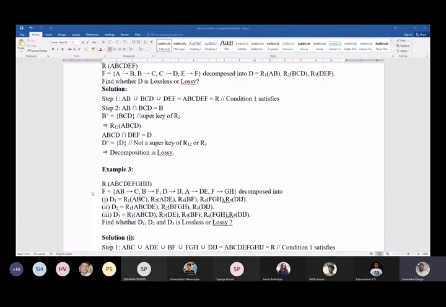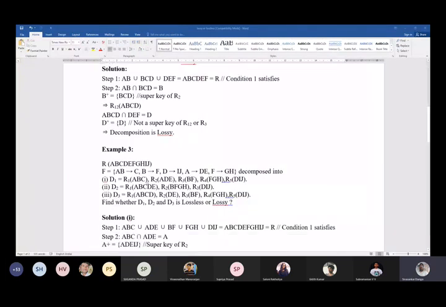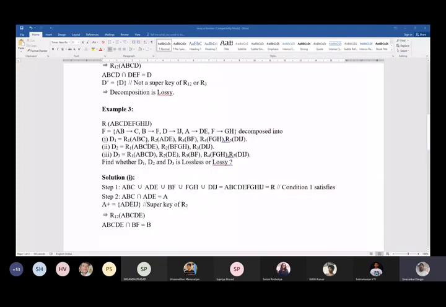So the union of the fragmented relations A, B, C union A, D, E, so you get A, B, C, D, E, F, G, H, I, J, right? So the union of the fragmented relations gives you back the original relation. So condition 1 is satisfied, right? So now we are going to look at condition 2. So ABC intersection ADE is going to be A. A closure is going to be ADE, which is a super key of R2, right?